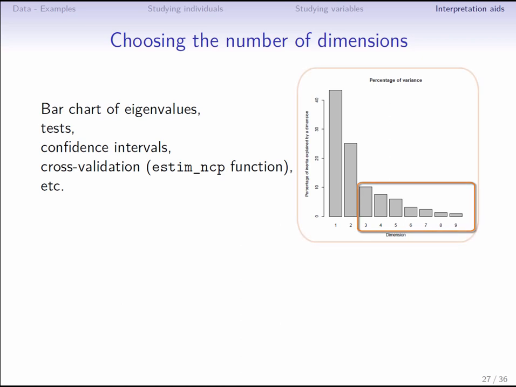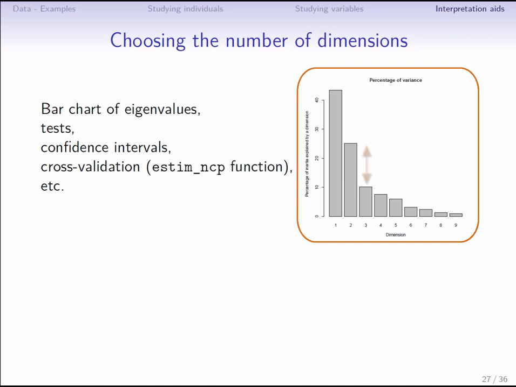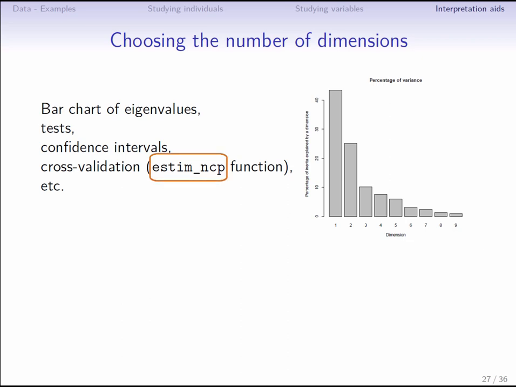This bar chart is useful for choosing the number of dimensions that should be used for interpretation. We look for a visible jump or gap in the bar chart. There are also tests for selecting the number of dimensions, or even cross-validation can be used. The function estimeNCP performs cross-validation.